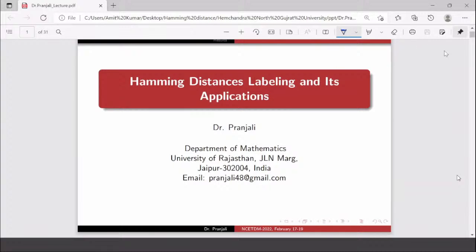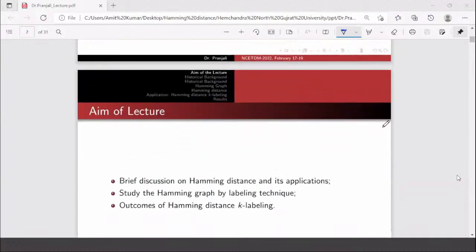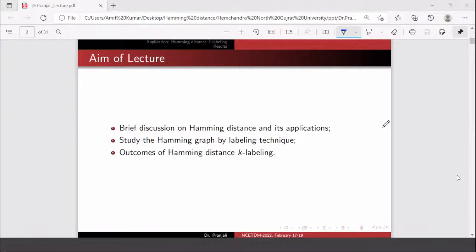We will be talking on Hamming distance labeling and its applications. So what will be our aim here? We will be talking on Hamming distances and their application. Then we will move to Hamming graphs by the labeling technique. And then finally, we will discuss the outcomes of the new concept of Hamming distance K labeling.